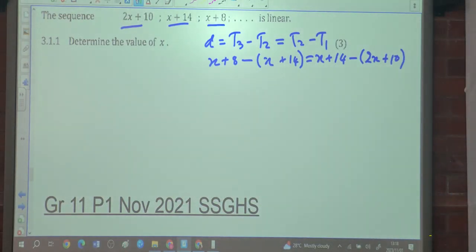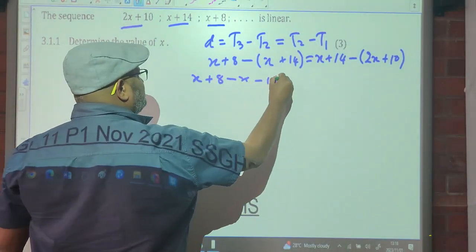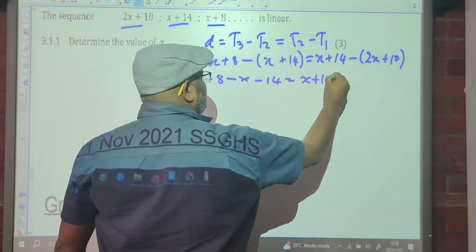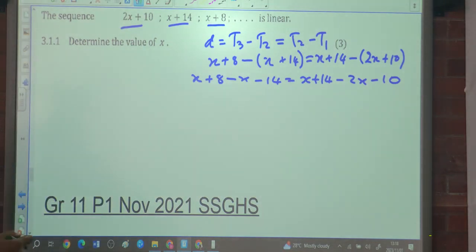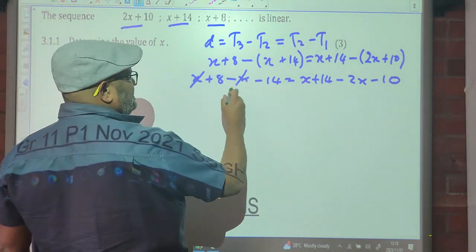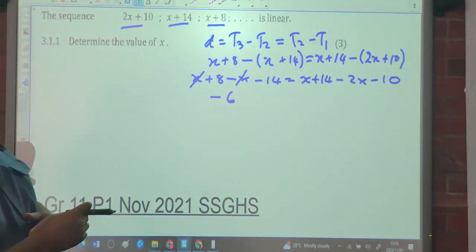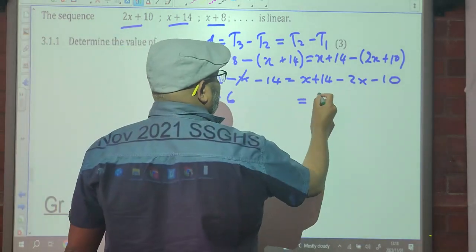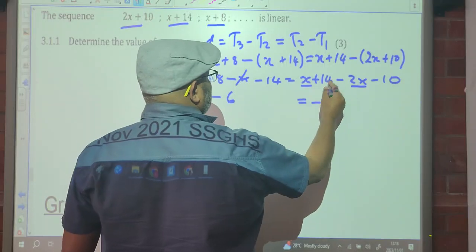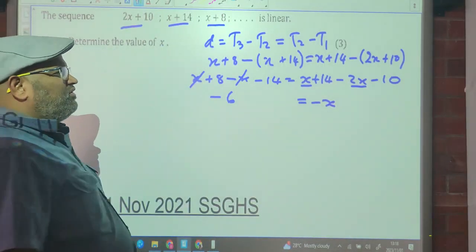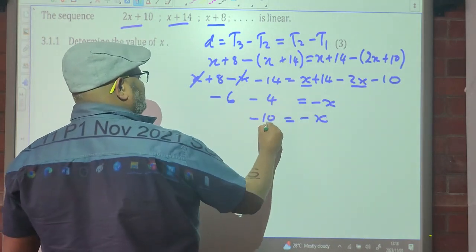Get rid of the brackets. x plus 8 minus x minus 14 is equal to x plus 14 minus 2x minus 10. Okay, so we're going to solve for x here. Keep x on that side. So 8 minus 14 is negative 6. On the other side, we got minus x. What is 4 minus 10? 4, I bring that over, becomes minus 4. So minus x is equal to negative 10, x is equal to?